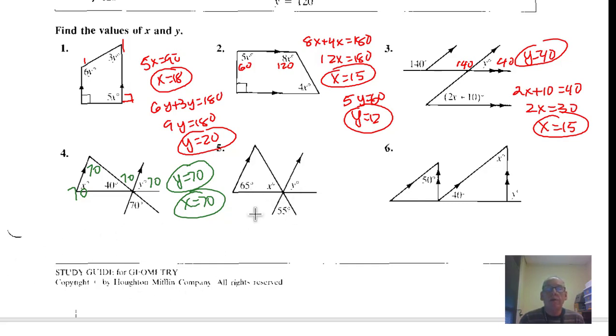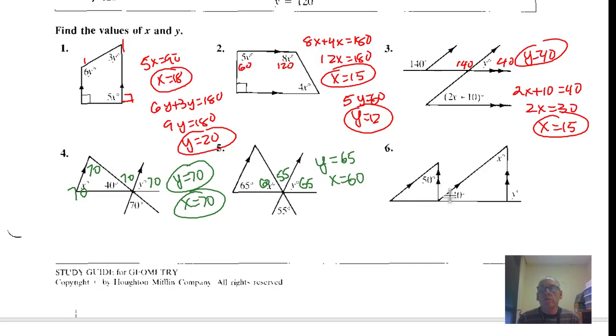Looking at number 5, let's see. Parallel lines, transversal, 65 and y are corresponding. So y has to be 65. And 55 can jump across by vertical angles. Now all together these make a straight angle. So we have 65 and 55. That's going to be 120. And 120 from 180 leaves 60. So x is going to be 60.